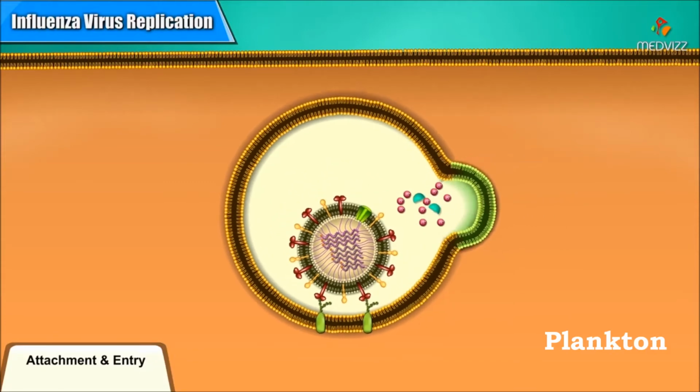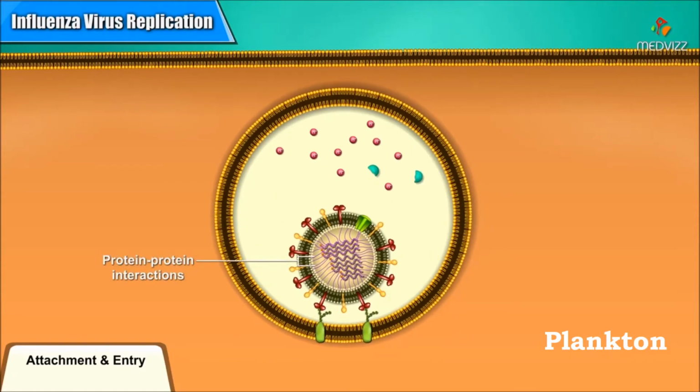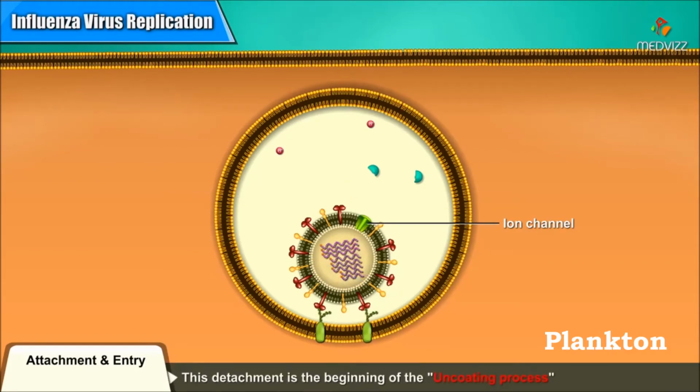Unfortunately for the host, the virus uses the acidity to its advantage. An ion channel allows protons to enter the virus. The acidity inside the viral particle disrupts protein-protein interactions, causing matrix proteins to detach from proteins covering the viral RNA genome. This detachment is the beginning of the uncoating process. It's interesting to note that one type of anti-influenza drug blocks this ion channel.